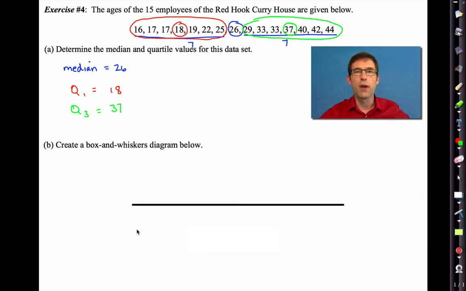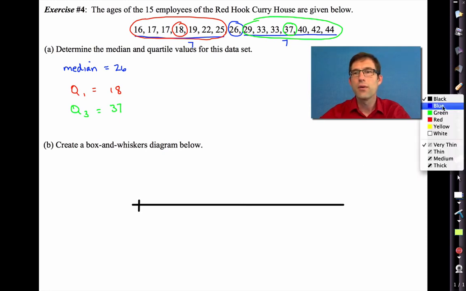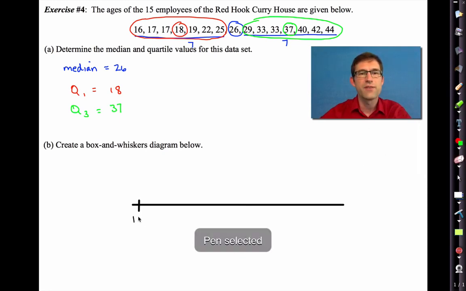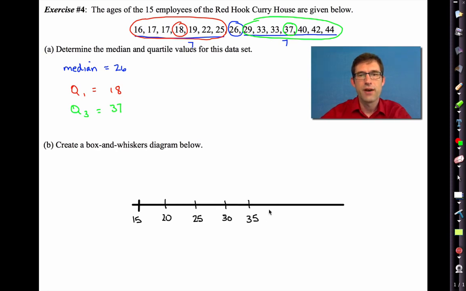What should I make this go by? And that's kind of up to you, but you want to make it so that people can really understand what the distribution is. I don't think I'd go by 1s or 2s. That would mean that we'd have tons of little tick marks along here. But I think 5s makes a lot of sense, right? So maybe I'll start at 15. Maybe I'll then go to 20, 25, and 30, and 35, and 40, and 45, right?